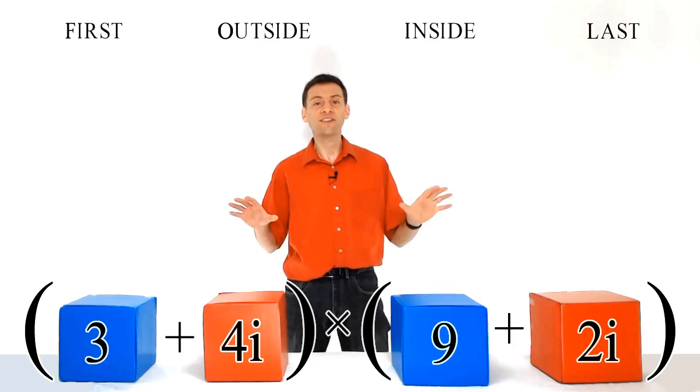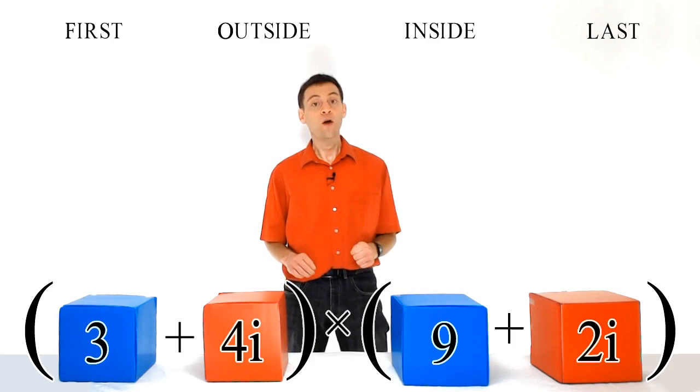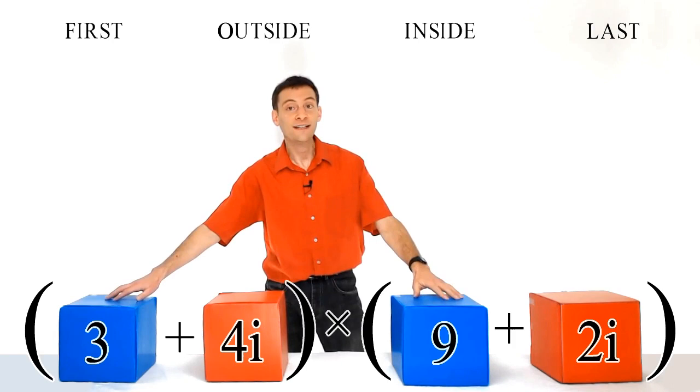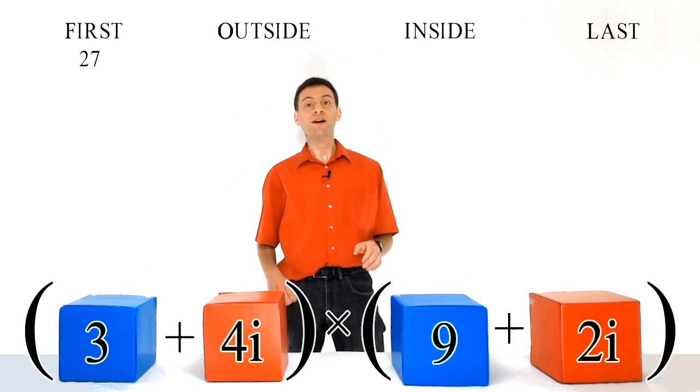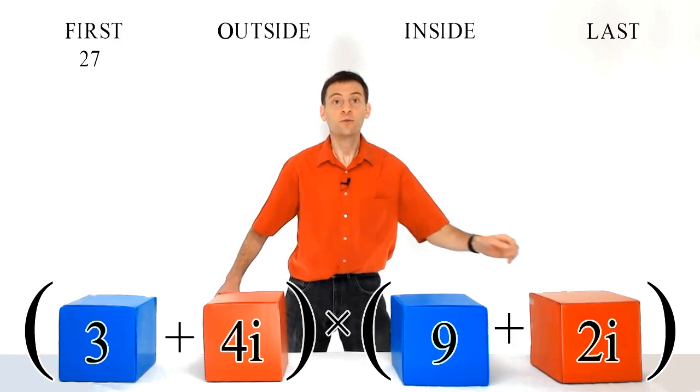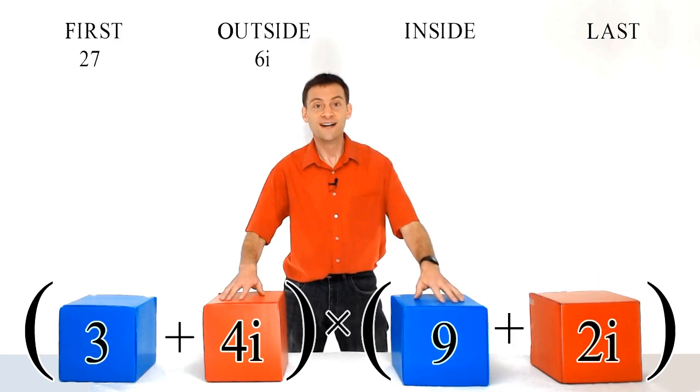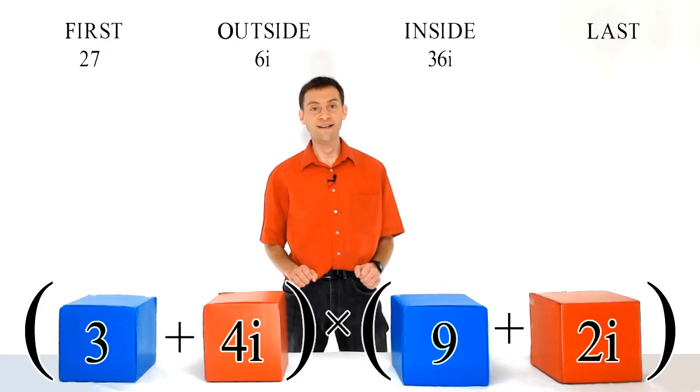Stage one, we multiply the two first terms in each bracket. 3 times 9 equals 27. Stage 2, we multiply the two outside terms. 3 times 2i equals 6i. Stage 3, we multiply the two inside terms. 4i times 9 equals 36i.